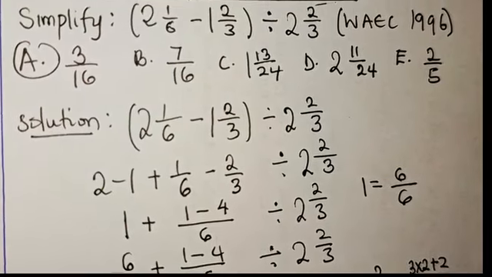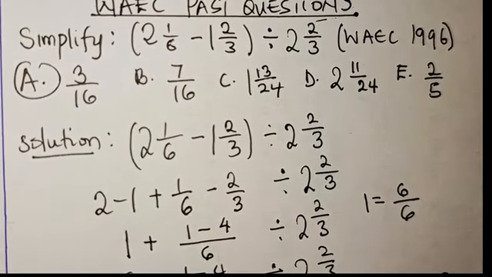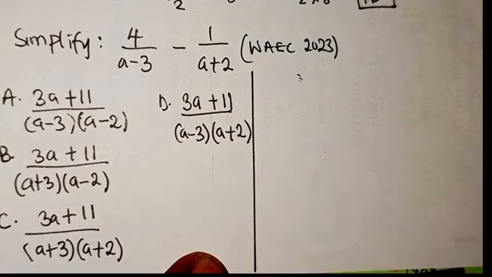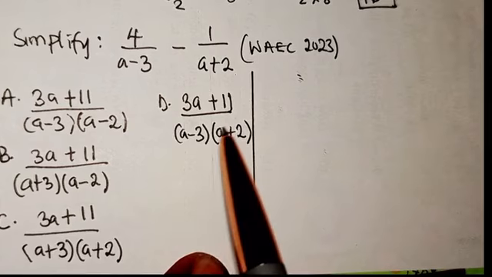Option A. So option A is a solution to the problem. Okay. The question number 2, given to simplify 4 over a minus 3 minus 1 over a plus 2, WAEC 2023. Then we have the options here. Pause the video, solve it, and come back to watch.